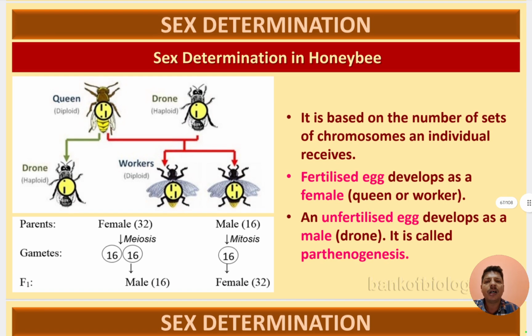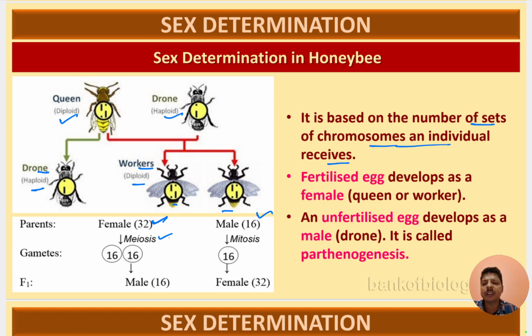Coming to honeybee, here what happens? It is based on the number of sets of chromosomes an individual receives. Here the queen will be diploid, the drone will be haploid, and here you can see drone will be haploid like this and worker bee will be diploid like this. Parents: female having 32 chromosomes, male having only 16 chromosomes.